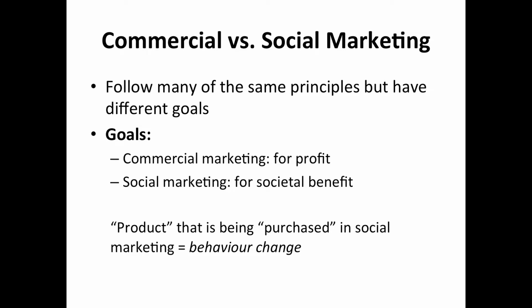While social marketing applies many of the same principles as commercial marketing, their goals are different. The goal of commercial marketing is for profit, whereas the goal of social marketing is for societal benefit. In other words, social marketing follows traditional marketing principles, however, the product that is being purchased is behavioral change.